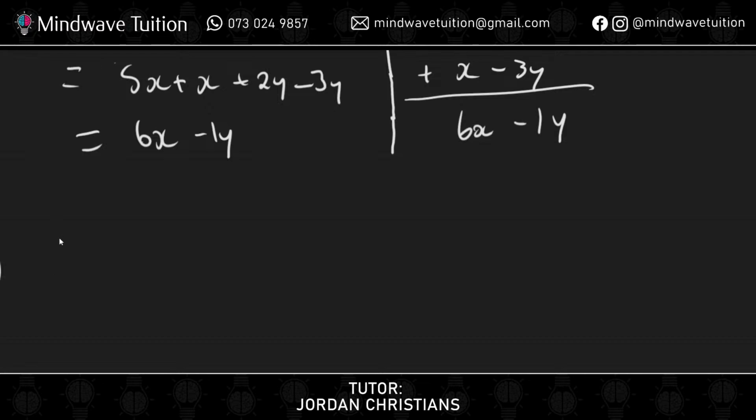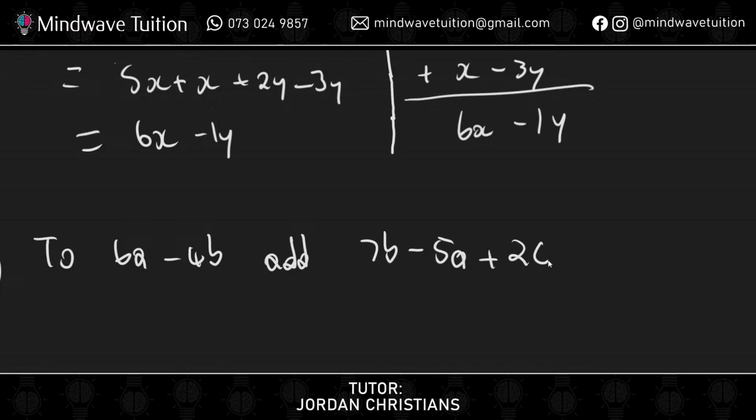So let's do another one. Let's say add 6a minus 4b to 7b minus 5a plus 2c. So I'll do both methods again. So we're taking 6a minus 4b, and we are adding 7b minus 5a plus 2c.